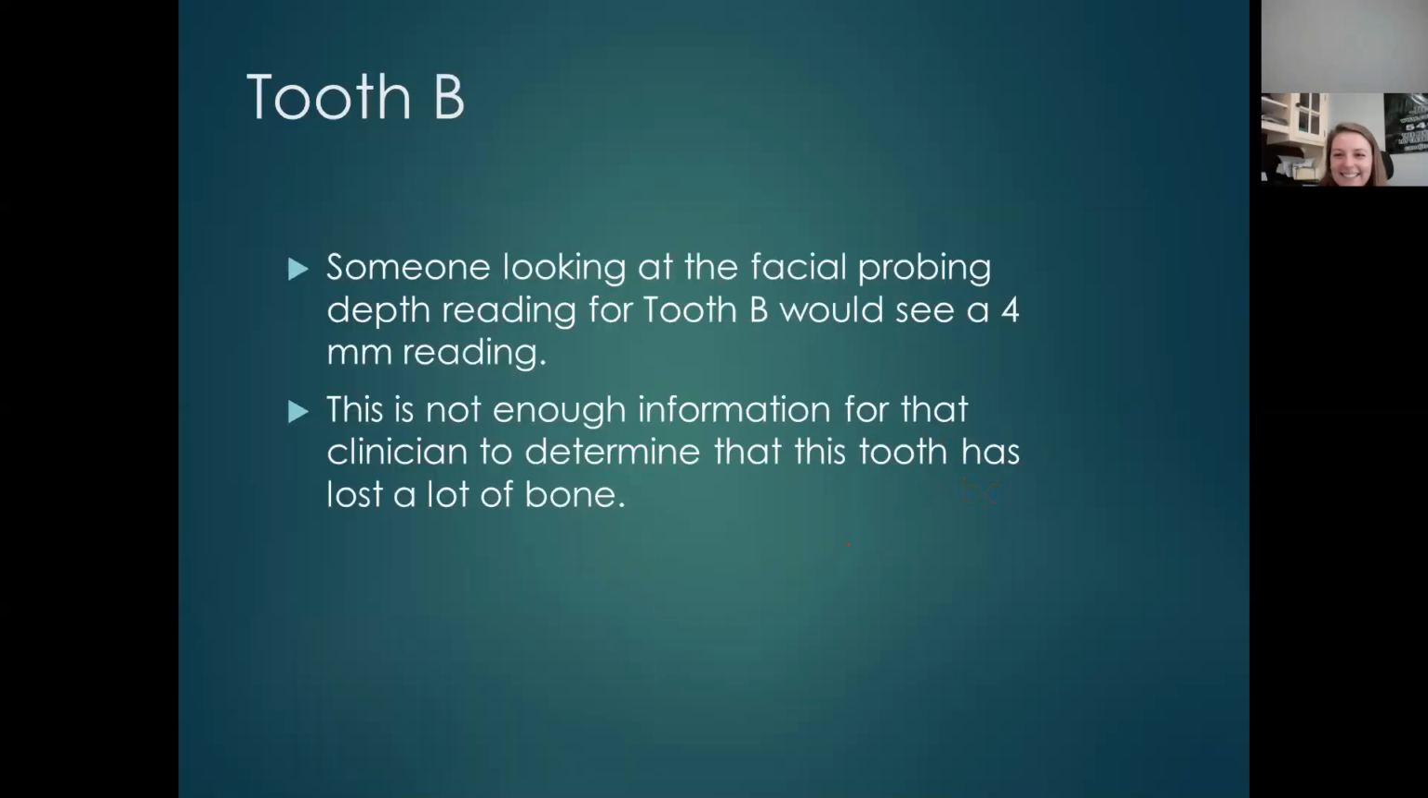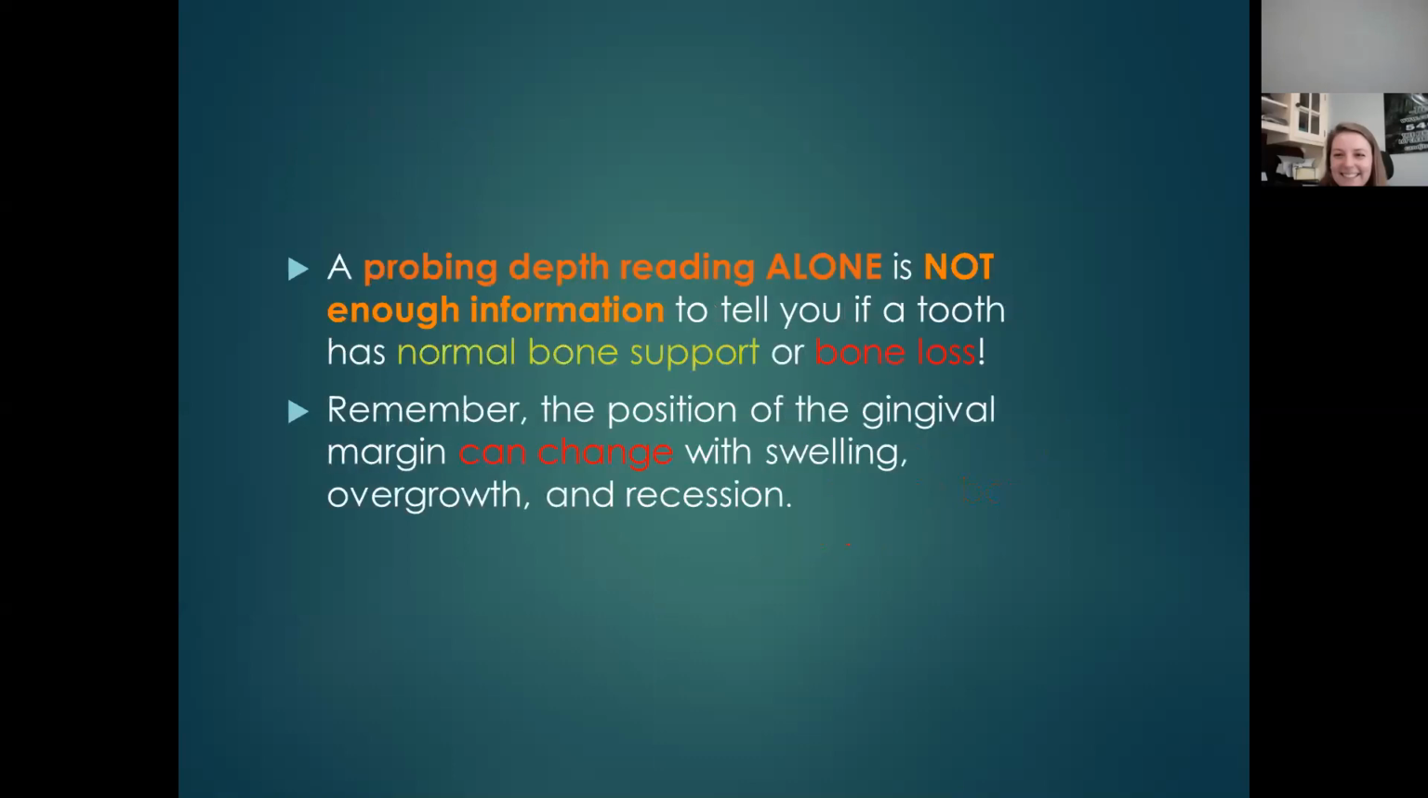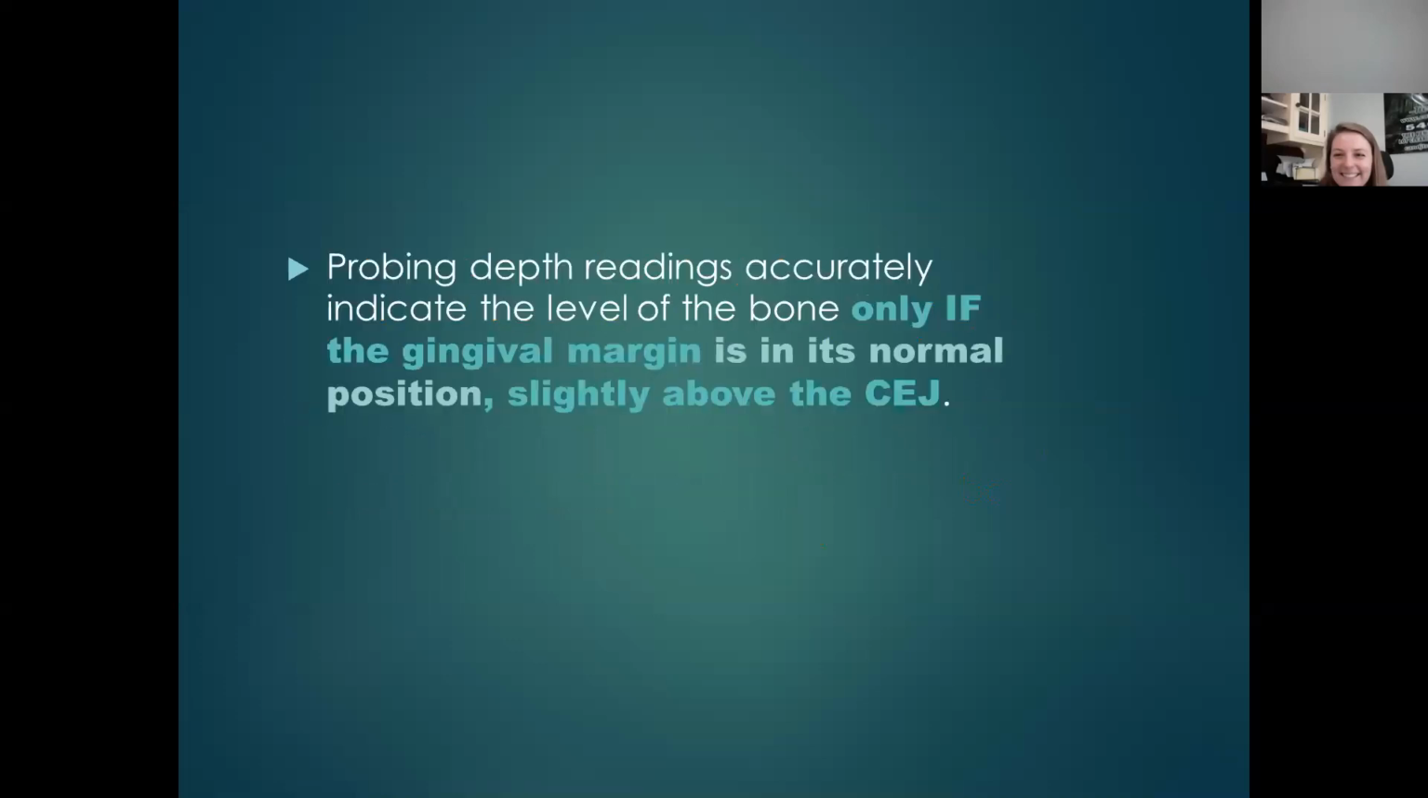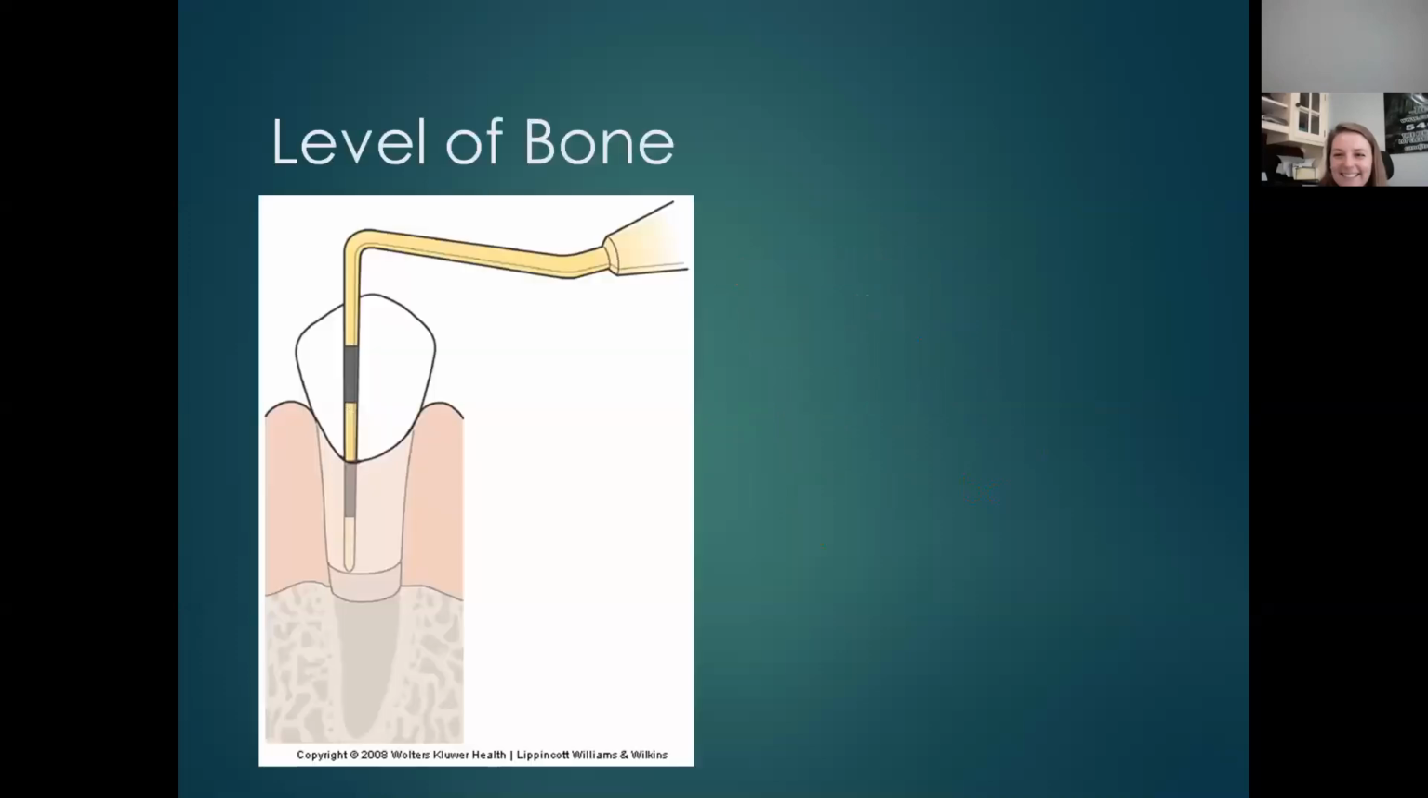So someone looking at the facial probing for tooth B would see 4 millimeters, and if that's all they saw, again, that's not bad. We can deal with that, but they've already had bone loss. So the probing depth alone is not enough to tell us where they are periodontally, because that gingival margin can swell as well. Probing depth readings accurately indicate the level of the bone only if the gingival margin is in its normal position or slightly above that, half a millimeter above the CEJ.